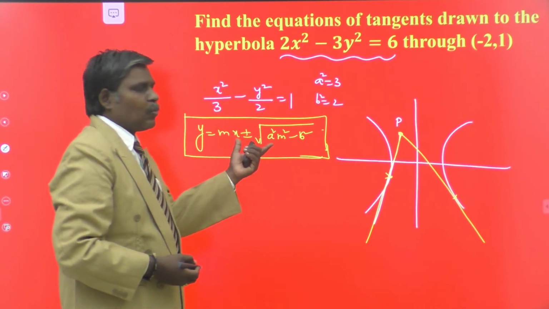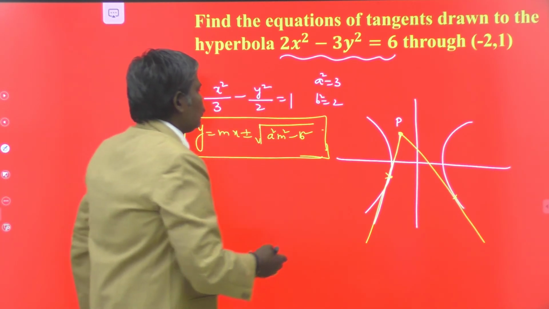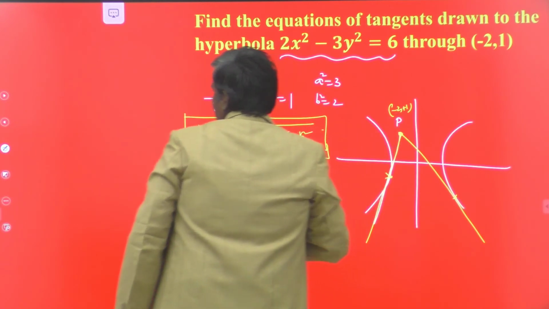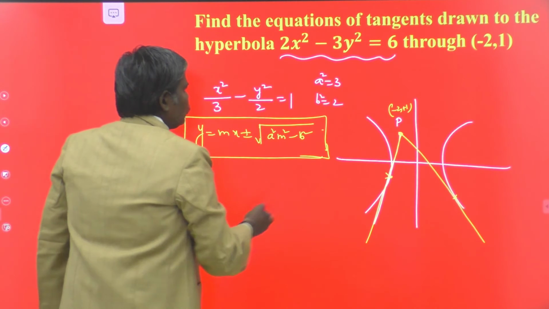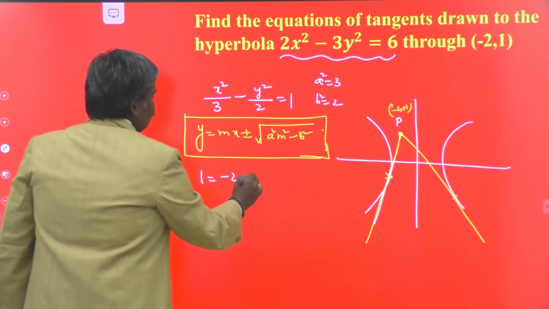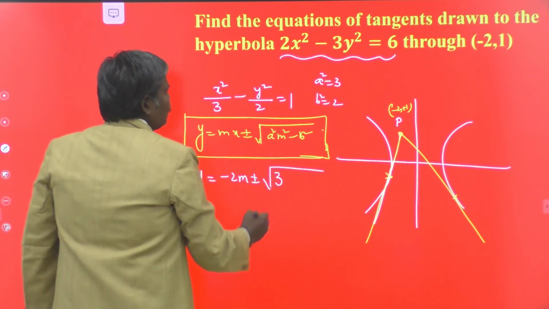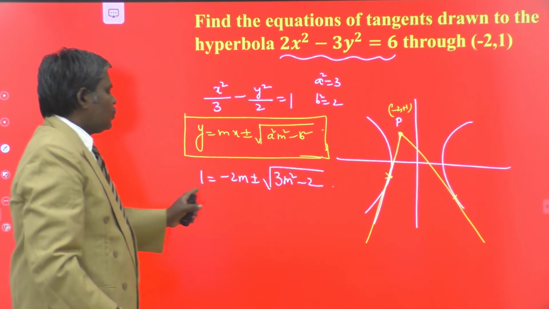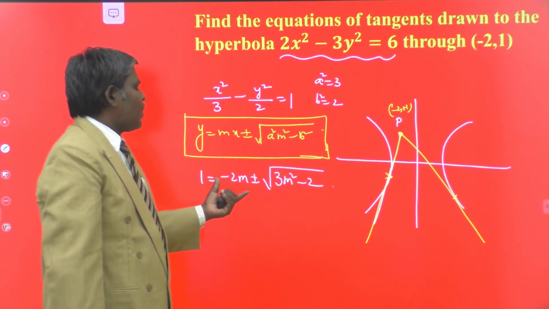If it is my required equation, immediately it satisfies my point (-2, 1). This is the point (-2, 1). So, if this is the tangent passing through (-2, 1), what happened? 1 = -2m ± √(a²m² - b²), that is 3m² - 2. So, this is the condition. From this condition, we have to find the value of m.